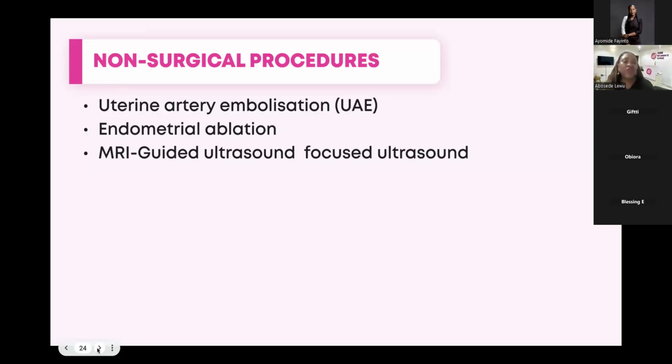We also have endometrial ablation. Endometrial ablation treats the lining of the womb, especially for those that have heavy bleeding, and helps to manage it. We also have the one that uses equipment like MRI and focused ultrasound scan to actually blast off the fibroid nodules themselves. So these ones are non-surgical methods that can be used. But like I said, it doesn't apply to every woman.